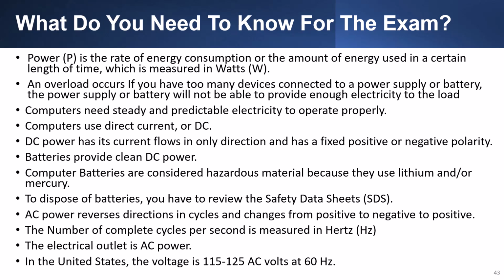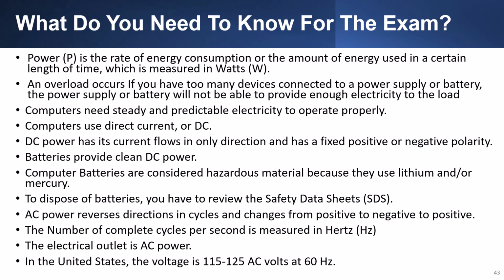DC power has its current flows in only one direction and has a fixed positive or negative polarity. Batteries provide clean DC power. Computer batteries are considered hazardous material because they use lithium and/or mercury. To dispose of batteries, you have to review the safety data sheets, or SDS.